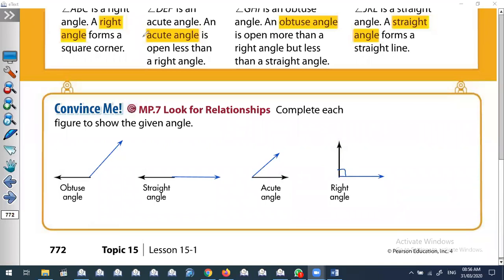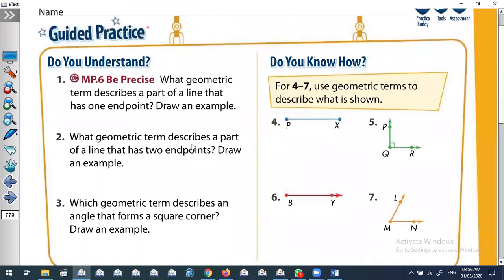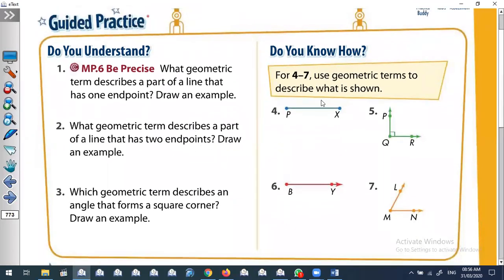The next exercise, use geometric terms to describe what is shown. I need to describe what is shown. What is BX? BX has no arrows, so it will be a line segment. Yes, line segment.